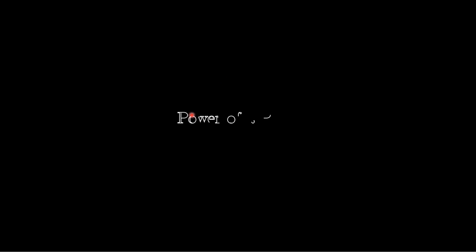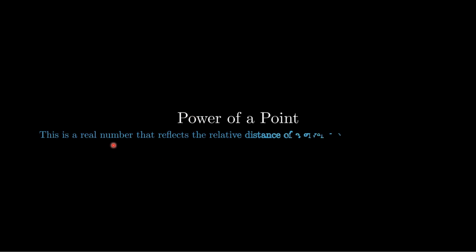So the power of a point is just a real number that reflects the relative distance of a given point from a given circle. That's what we're going to be looking at. We'll look at if the point is outside the circle, if it's within the circle, if it's on the circle, and see what the power is like, and how we can derive the power of a point relative to the circle. So if we have such a blue circle here, and then we do have an external point, P, that is outside the circle.